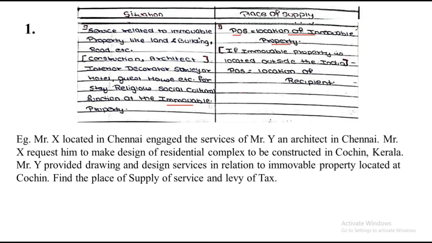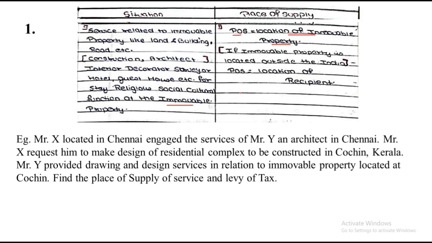Now, to understand that, there is an example. Mr. X, located in Chennai, engaged the services of Mr. Y, an architect in Chennai. Now, architecture is the service of Mr. Y. So Mr. Y is the supplier, Mr. X is the recipient. Mr. X requests him to make a design of a residential complex to be constructed in Cochin, Kerala. Mr. Y provided the drawing and design service in relation to the immovable property located at Cochin. Find the place of supply and the levy of tax, whichever tax is applicable.